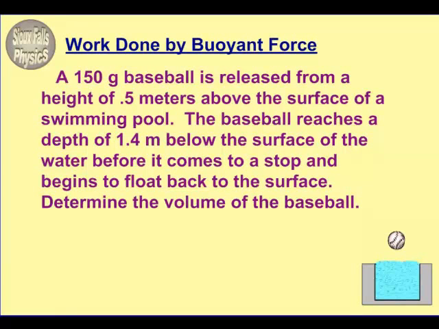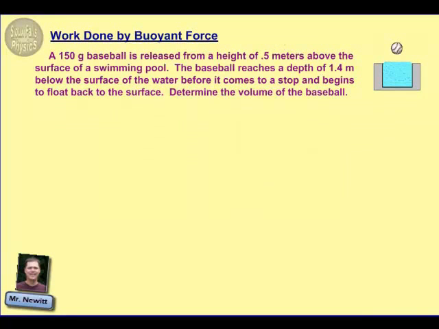Okay, the Sioux Falls physics teachers are back again. Work done by buoyant force. So we have a baseball that's released, goes into a swimming pool, goes down to a depth of 1.4 meters before it stops and then starts to float back to the surface. We want to determine the volume of the baseball. To start out with, we need to figure out the force that is done by the water, the buoyant force. Once we know that, then that will let us calculate the volume of the baseball.